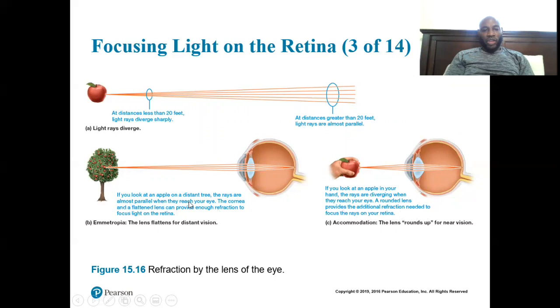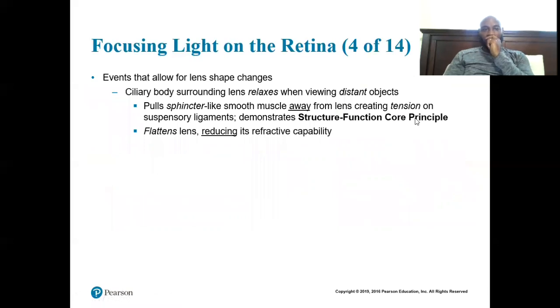So this is just showing you how we can focus on certain things. Off in the distance, my cornea can do enough of the refraction by itself to be able to focus it. But once it gets closer, my lens has to work harder to help refract what we see. The ciliary body, which we talked about, surrounding the lens relaxes when viewing distant objects. So your eyes are a little bit more relaxed when you view something in the distance.